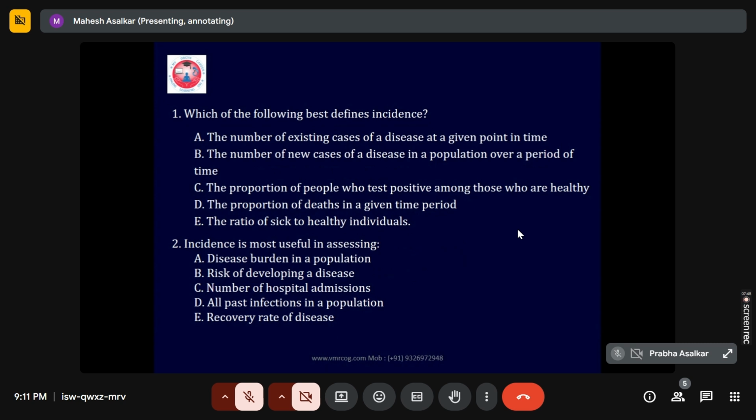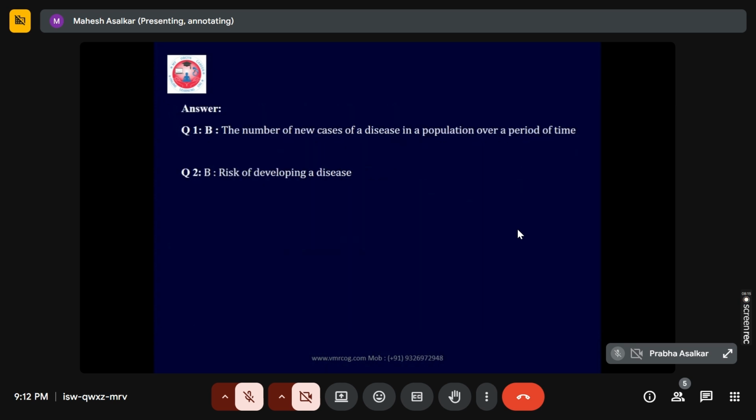Question number two, incidence is most useful in assessing option A, disease burden in a population, option B, risk of developing a disease, C, number of hospital admissions, D, all past infections in a population, E, recovery rate of disease. Sir, option B, risk of developing a disease. We have seen that incidence is the number of new cases of disease over a period of time, and this incidence is important for calculating the risk of developing the disease.